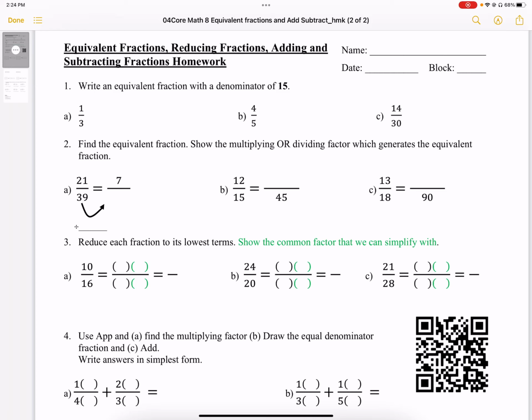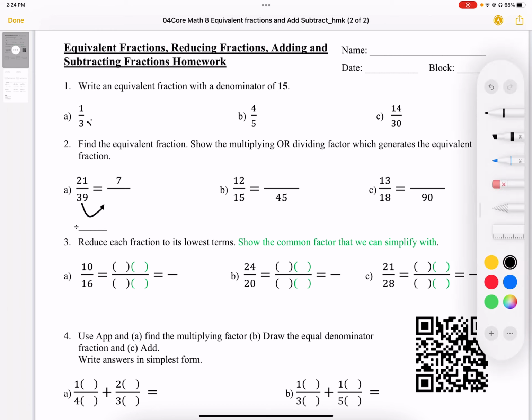For this homework here, we need to get common denominators. So in this case, we're just looking at equivalent fractions to start. So we want a denominator of 15. So what we need to do is we need an equivalent fraction with denominator 15.